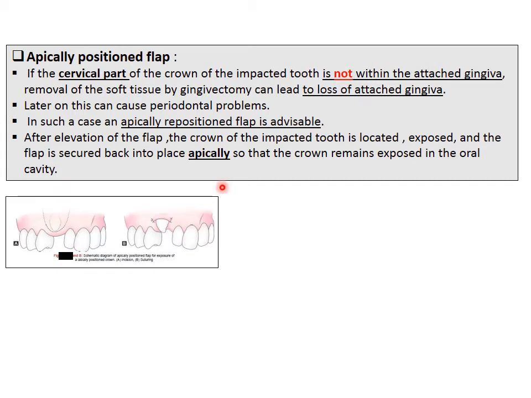If the cervical part of the crown of the impacted tooth, if you follow here, this is the impacted tooth, is not within the attached gingiva, removal of such tissue by gingivectomy can lead to the loss of the attached gingiva. Meaning if we remove this tissue by gingivectomy, we are going to lose the attached gingiva, and this may create a periodontal problem or affect the aesthetics of the tooth.